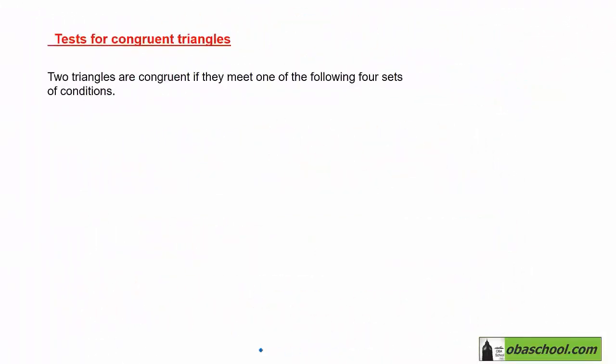Now, two triangles are congruent if they meet one of the following four sets of conditions. So, let's talk about these sets of conditions and how we can test if these triangles are actually congruent. Well, to start off with the first one, it is SSS, which stands for side, side, side. If all three sides in both triangles are equal, then both triangles are congruent, and that is the first test.